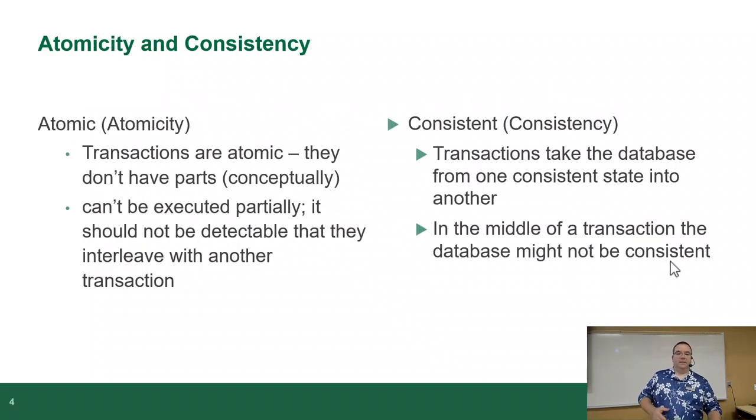All right. So A for atomic. Transactions are atomic. Conceptually, they do not have any parts. They cannot be executed partially. And it should not be detectable that they interleave with another transaction. So that sounds like a lot of big words. The example I always use, and I'm pretty sure I've got slides with this already, is transferring money in a bank account.